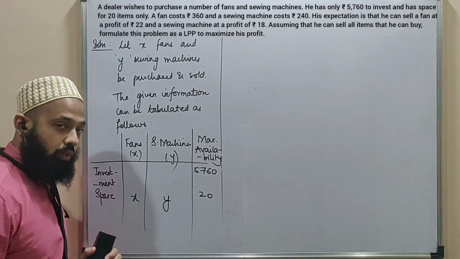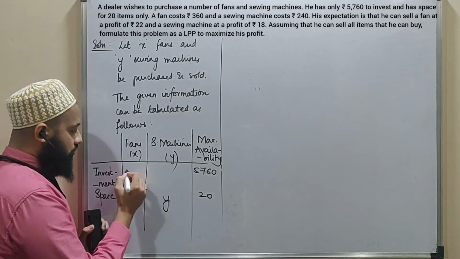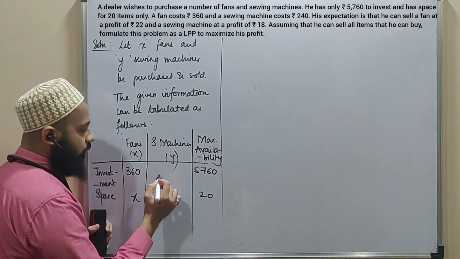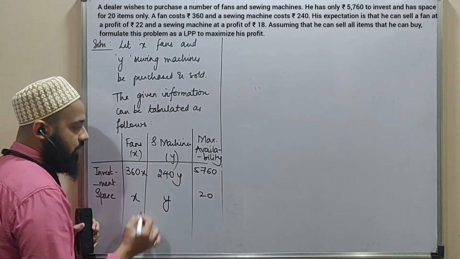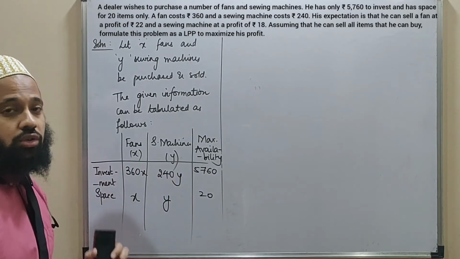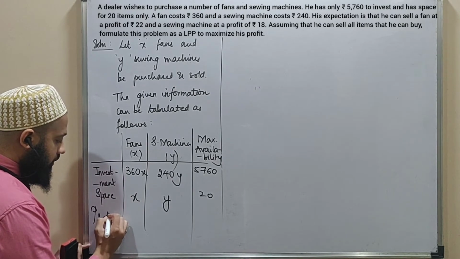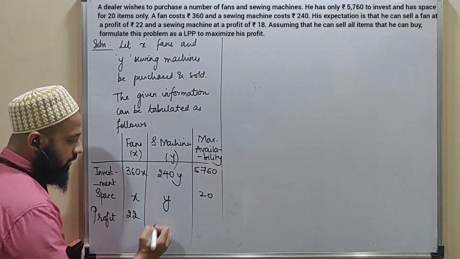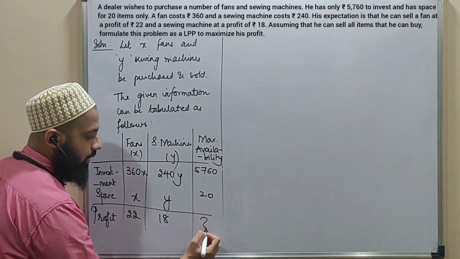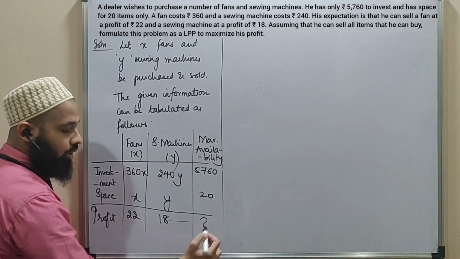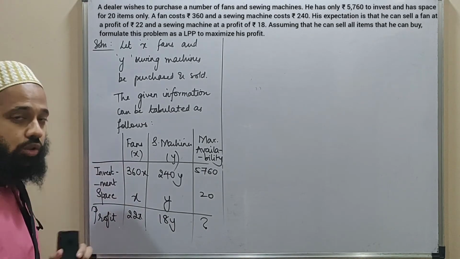Then we have the investment. He sees that a fan is available for 360 rupees and the machine is available for 240. So one fan is costing him 360 rupees and one sewing machine is costing him 240 rupees. He has to buy x fans and y sewing machines, but he has to make sure that he spends less than 5,760. Talking about the profit, always profit is over here: 22 rupees on the fan, 18 rupees on the sewing machine, and he wants to maximize it. So for the profit part, maximum profit is what you are looking for. You are supposed to write x and y because that will give you the total profit.